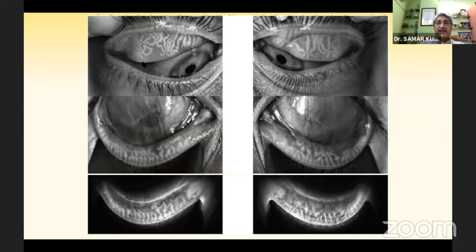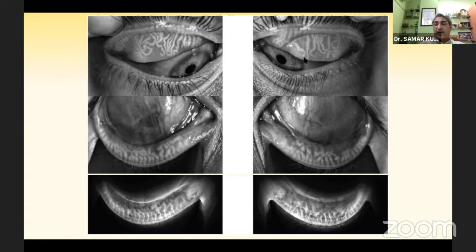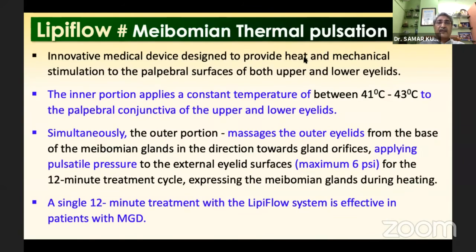So this is the picture. You see there are so many glands with dropout areas in the upper lid, and in the lower lid also there are dropout areas. And you see that the regularity is highly tortuous, and many of the gland openings, along the upper lid margin border and the gray line, are actually blocked.